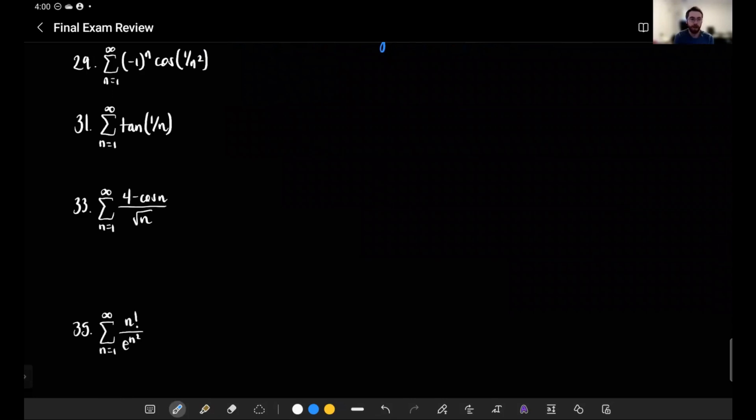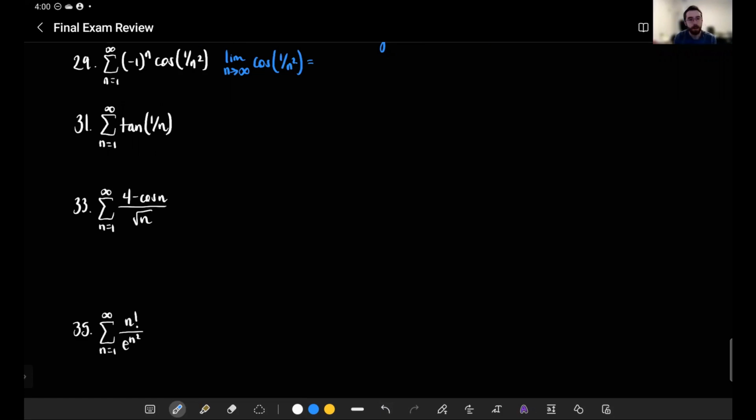Okay, now we're getting into some crazy ones. Number 29 looks like an alternating series, but we have to be a little careful, right? If you apply the alternating series test, you would want to check that cosine of 1 over n squared is decreasing. That'll probably be ugly. So let's start by checking the other one, right? Let's just check condition 2, that the limit of the non-alternating part is 0.